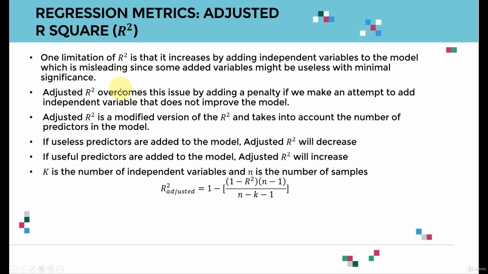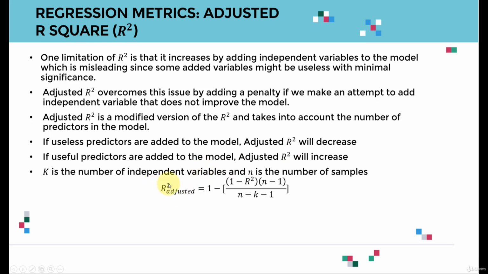And that's why we have to shift to another metric, which is what we call adjusted R squared. Simply think of this as an improvement over R squared that adds a penalty if we add an independent variable that is useless or does not improve the model. Adjusted R squared is a modified version of R squared and takes into account the number of predictors in the model, how many independent variables I took in my model. If useless predictors are added to the model, adjusted R squared will decrease. If we use useful predictors, you will find that adjusted R squared will increase. So again, if you add a useless one, you will be penalized for it.